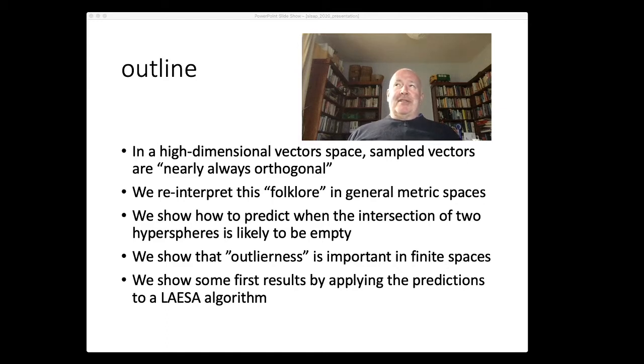We show that there's a concept of outlierness that we need to take into account before we can observe the angle distributions. But we do have some hold on that, and we show some first results of this work by applying angular predictions, based on, but not the same as, the high dimensional vector space model, to a Laesa algorithm. And we have some quite promising and quite exciting results.